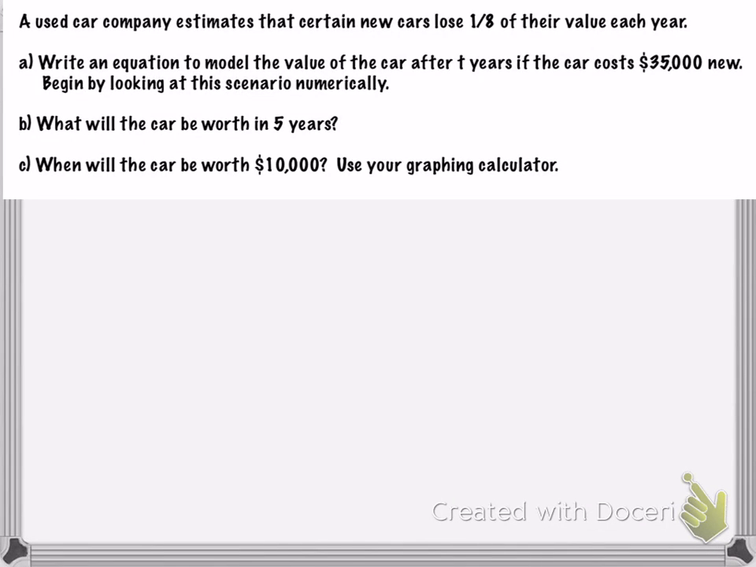A used car company estimates that certain new cars lose 1/8 of their value each year. So for part A, we want to write an equation to model the value of the car after T years if the car costs $35,000 new. And we're going to look at this situation numerically. And remember, numerically just means that you are going to make a table.